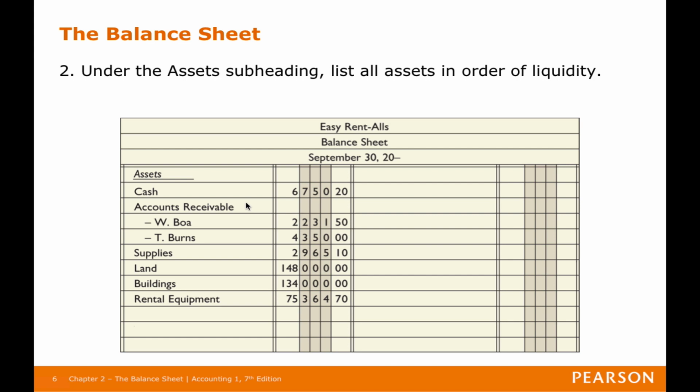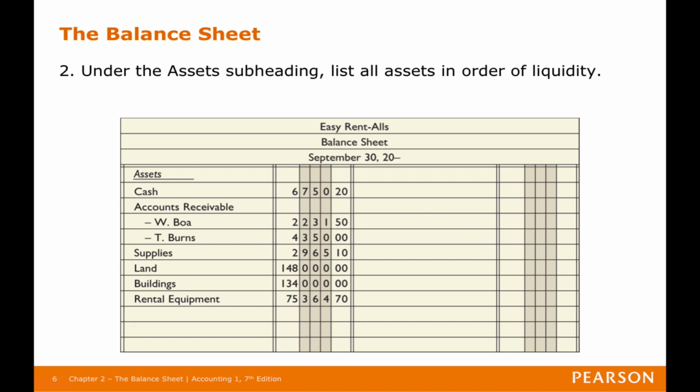Accounts receivable comes next. Remember that accounts receivable is money that people or organizations owe to the company. So we have 2 people that owe money to Easy Rentals here. And generally, accounts receivable are payable within 30 days. So in other words, these amounts of money are going to be converted to cash for Easy Rentals within 30 days once these people pay money to the company. Supplies comes next. Supplies are things that a business uses up over the course of a year. A good example are office supplies, so things like pens, pencils, and paper.